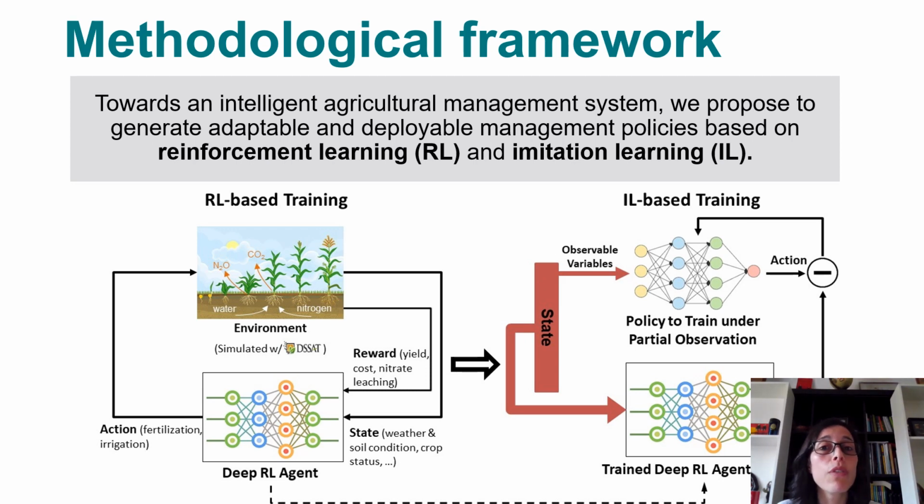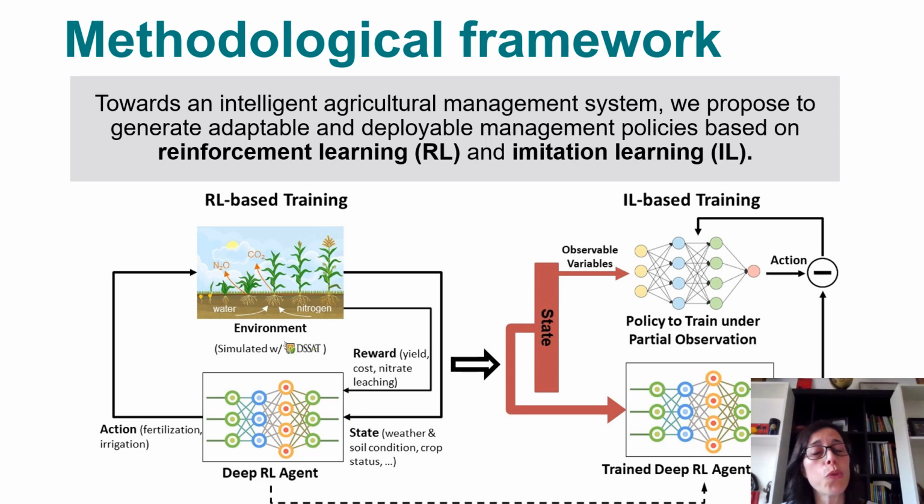To achieve these aims, we developed an intelligent crop management system that generates deployable and adaptable management policies based on reinforcement learning, imitation learning, and crop simulations via the SAT model, which is one of the most widely used crop models to simulate the crop and soil conditions under different management practices, basically. The developed framework is a combination of reinforcement learning on crop management and imitation learning on solving the problem of partial observation given an expert policy.